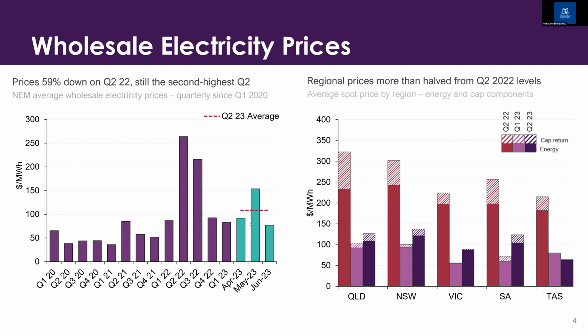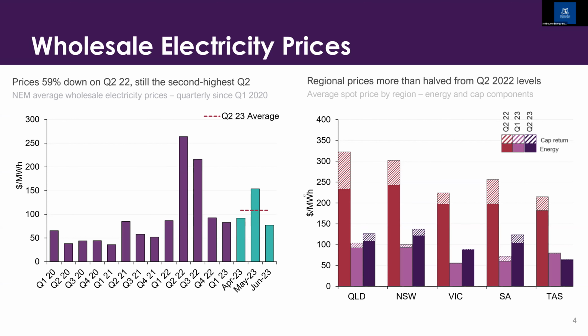And then this quarter, represented by the three monthly bars in teal, so three monthly average prices, the dotted line shows the average quarterly price, which was $108 a megawatt hour, around 60% less than last Q2, so coming off quite significantly, although it's a 31% increase from Q1 this year. So as far as Q2s go, it's a significant decrease from last year, but it's still the second highest Q2 on record.